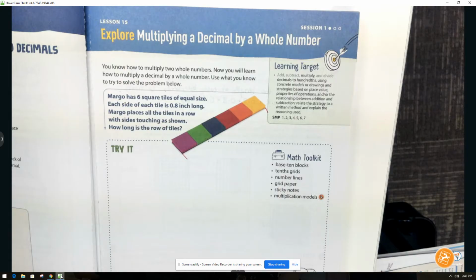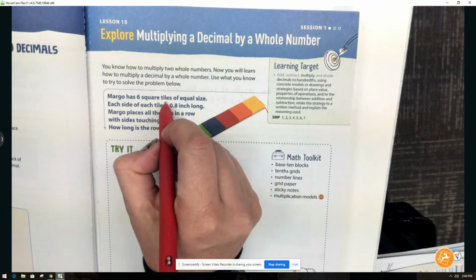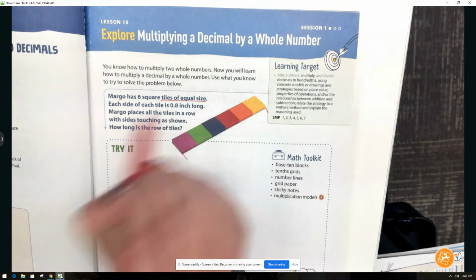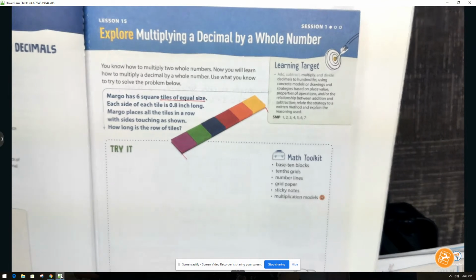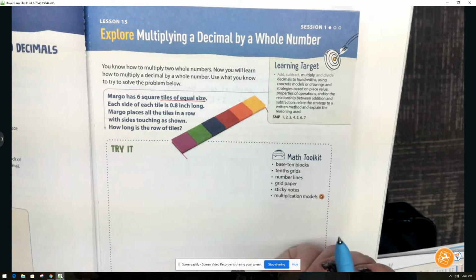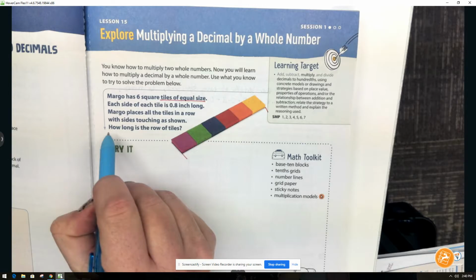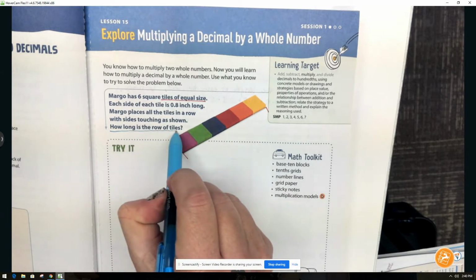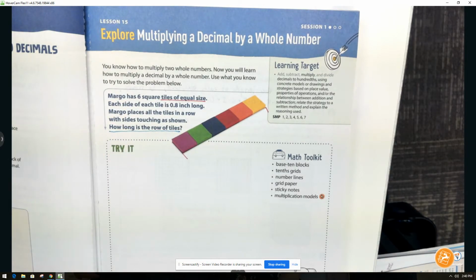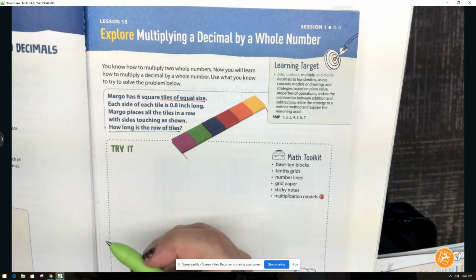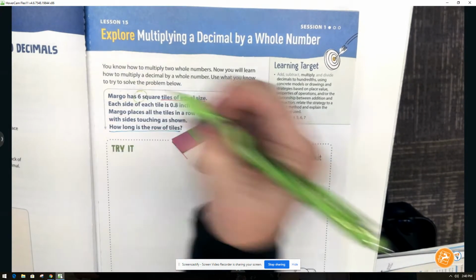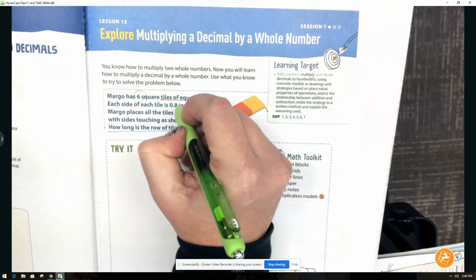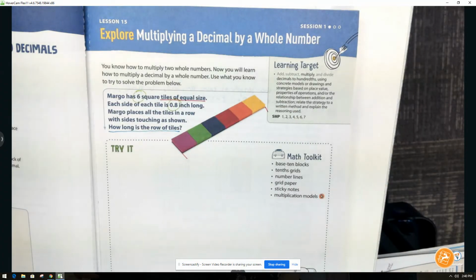So first of all, what is this question about? This question is about tiles of equal size. What are we trying to find out? What are we trying to solve? We're trying to find out how long is each row of tiles. And finally, what is the important information? We know that we have 6 tiles, and each tile is 8/10 of an inch long. So let's go ahead and look at one way we could solve this.